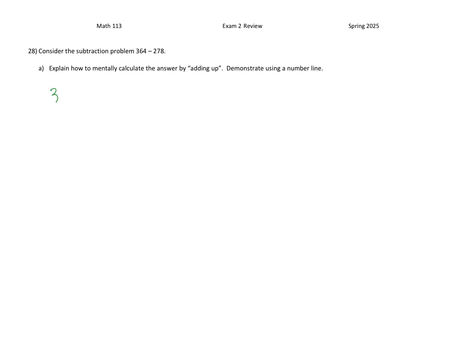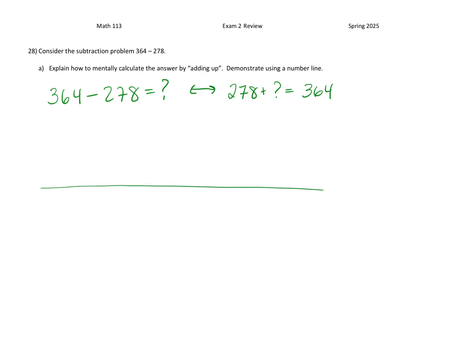So we're saying if I want to do 364 minus 278 equals what? This is equivalent to asking 278 plus what gives you 364. So we're going to add up from 278 till we get to 364 and figure out how many we added. We can use a number line to keep track of our work.